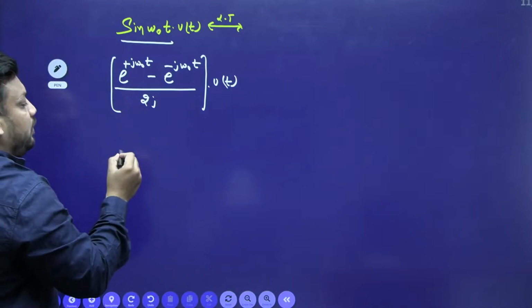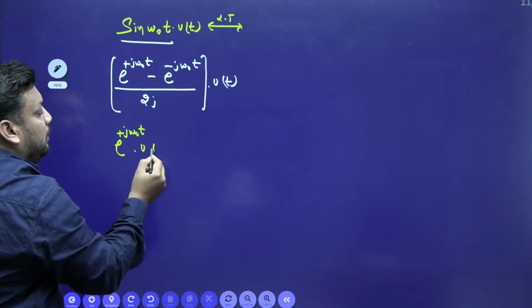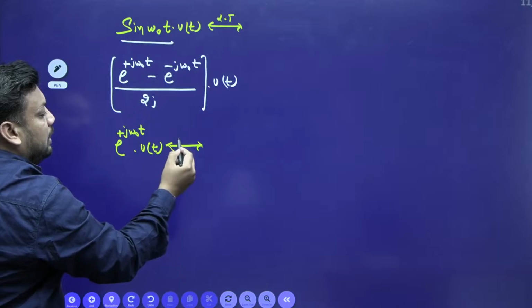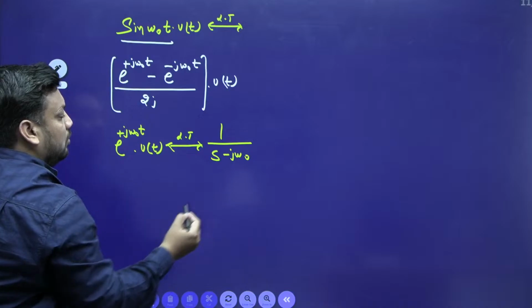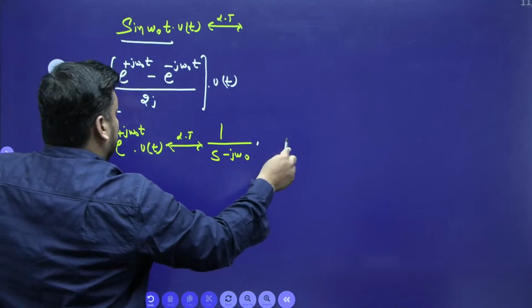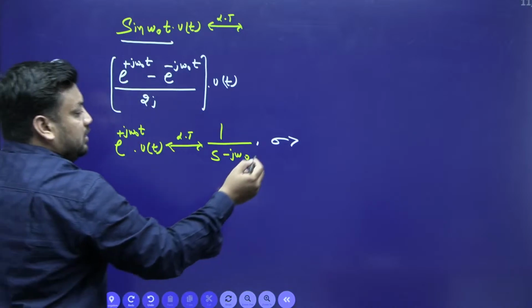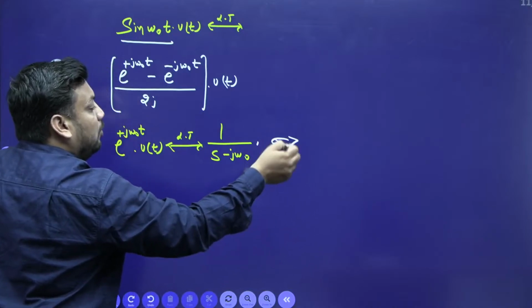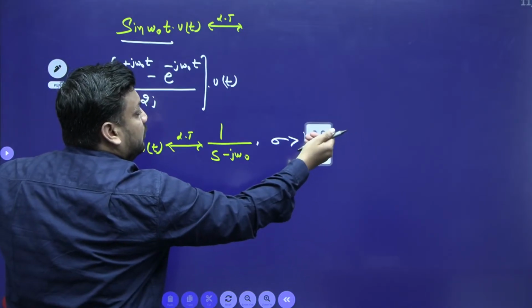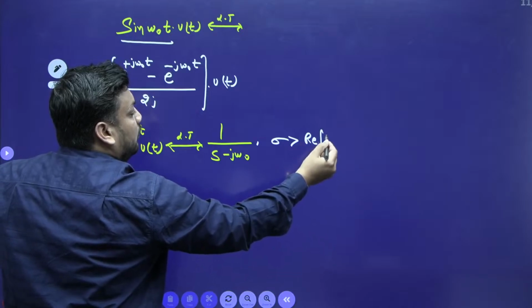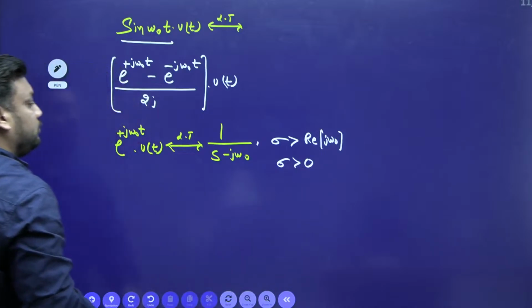If I take the Laplace transform of the first term, e to the power plus j omega 0 t into u(t), tell me, beta, what is it? Its Laplace transform is nothing but 1 upon s minus j omega 0. And what is the ROC? Sigma greater than the real part of j omega 0. The real part of j omega 0 is 0, so the ROC is sigma greater than 0.